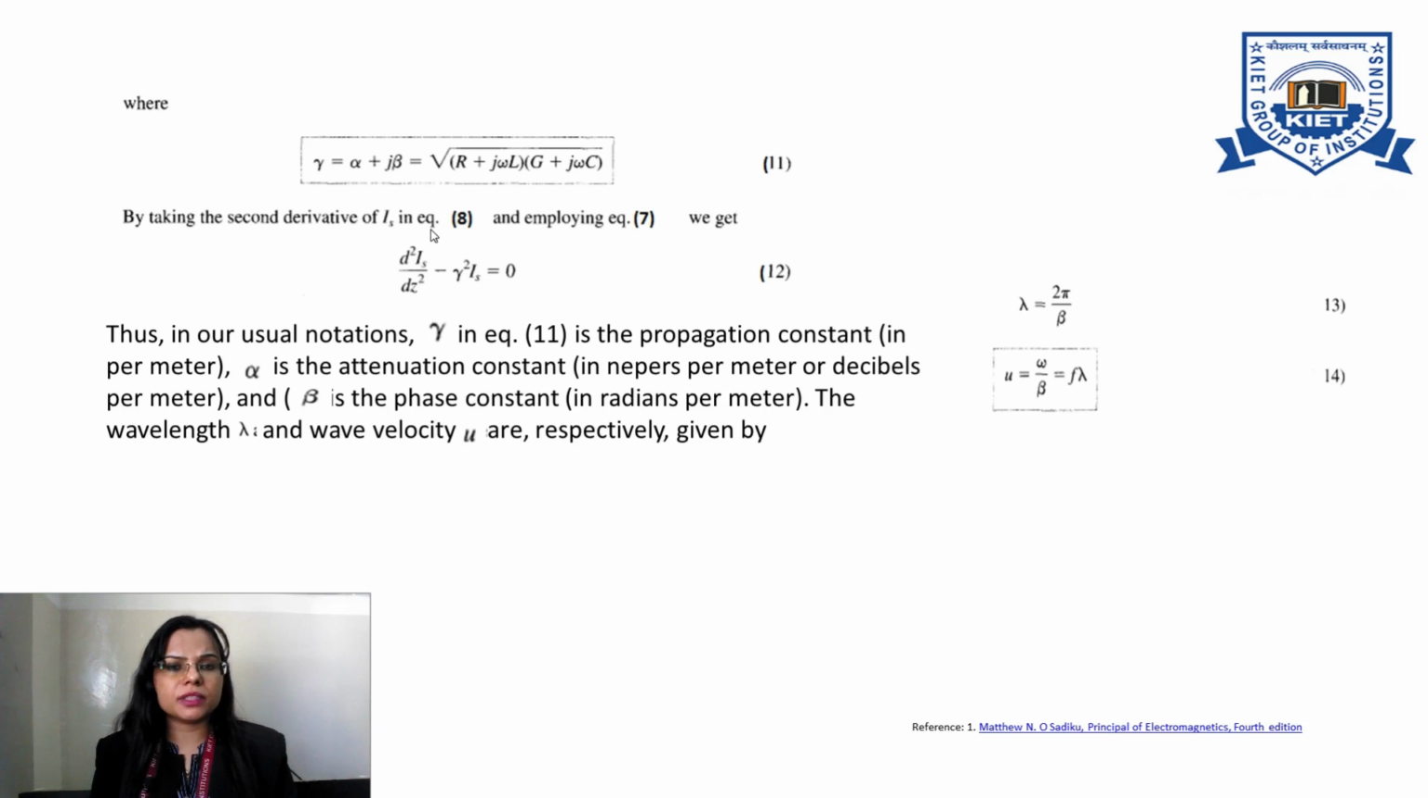Gamma is the propagation constant in per meter, alpha is the attenuation constant in Nepers per meter or decibel per meter, and beta is the phase constant in radians per meter. The wavelength lambda and wave velocity mu are respectively given by lambda equal to 2 pi upon beta and mu equal to omega upon beta equal to f lambda. This is equation 13 and this is equation 14.